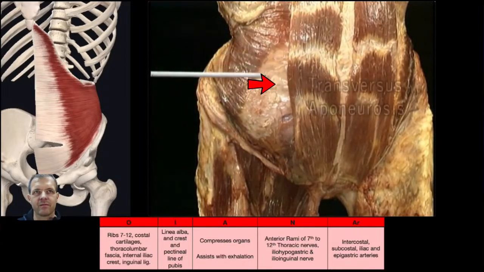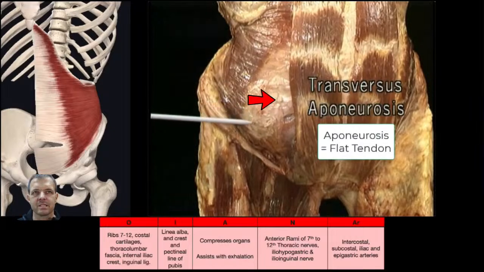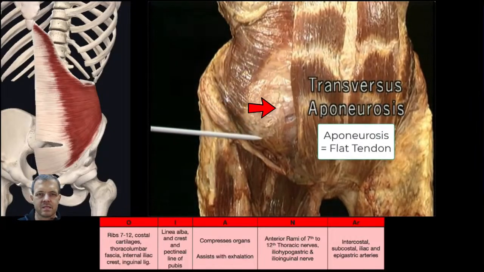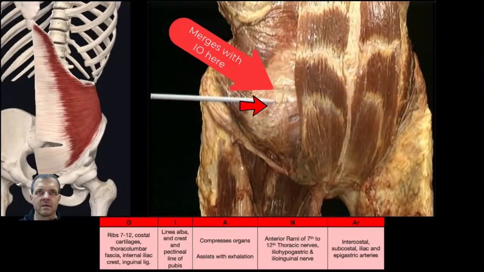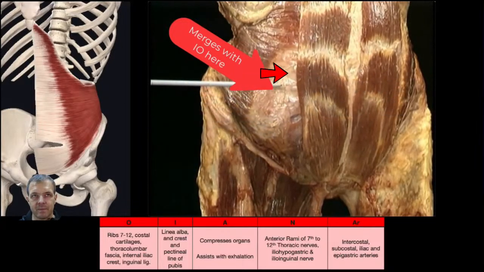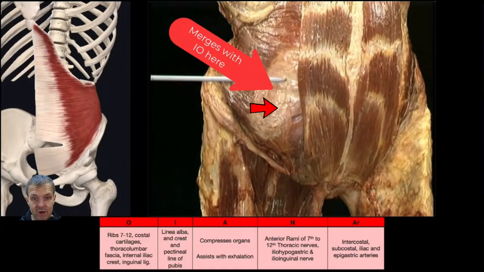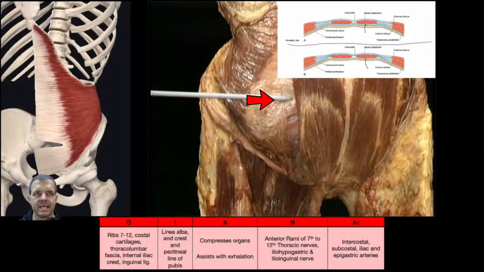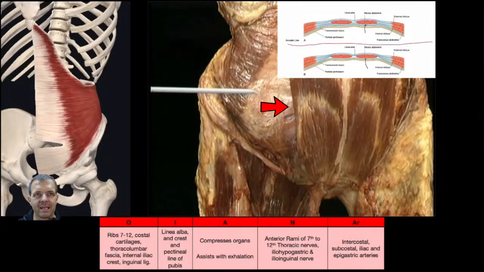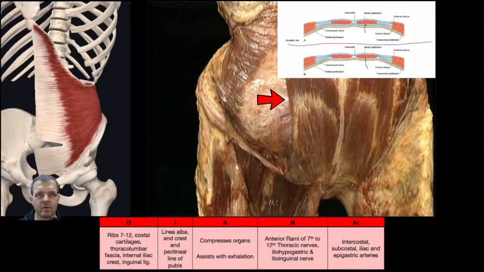And then here's the flat tendon here. So this is the transverse aponeurosis, the aponeurosis that goes across. It merges with the internal oblique, and we've seen that on that first picture of where everything knits in together. And that level there is around about the level of the arcuate line.